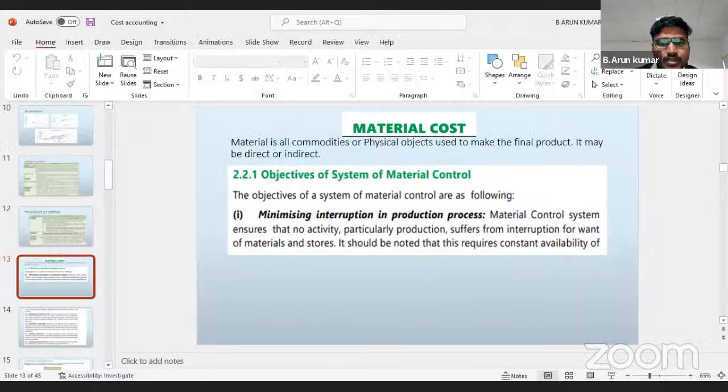and black, that is right. Okay. Today we are discussing the material cost. One minute.